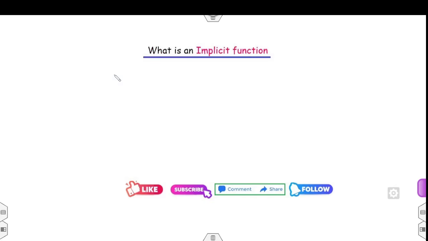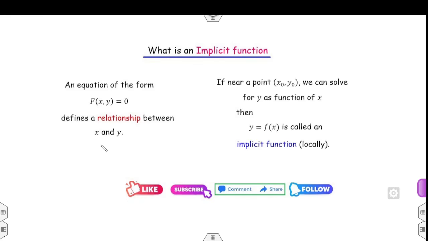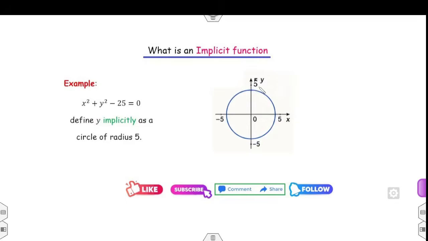Now, what is the implicit function? Any function which can define the relationship between the x and y is called an implicit function. It means if we consider the point x naught, y naught, then we can find the value of y as a function of x. Such a function is called an implicit function, but only locally, because we are only talking about a particular point, not the complete domain.